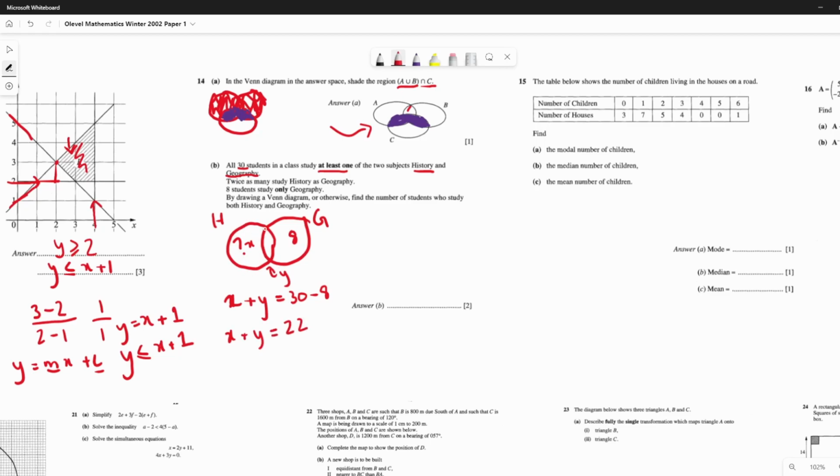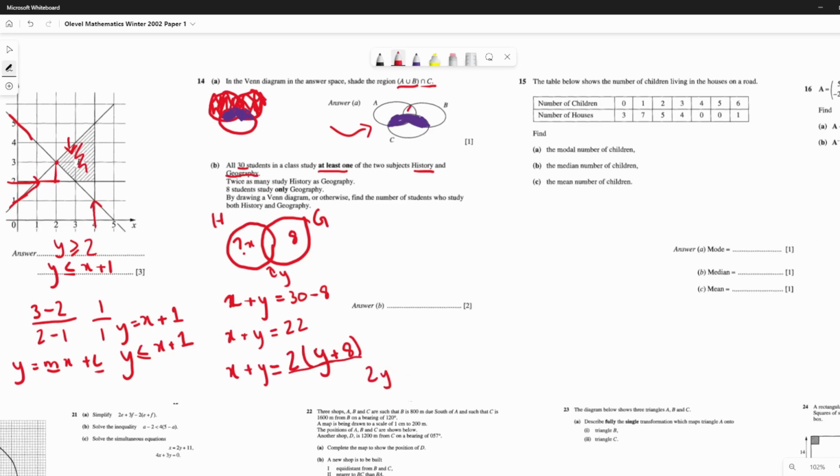This would be this entire area, right? We also know that X plus Y, which is all the students who study history, is basically double all the students who study geography. So Y plus 8, so Y is both and then 8 is only. So we know that X plus Y, which is all the students who study history, is double geography. So what we want to find out is Y, which is all the students who study both. So what we can simply do is simplify this part, right?